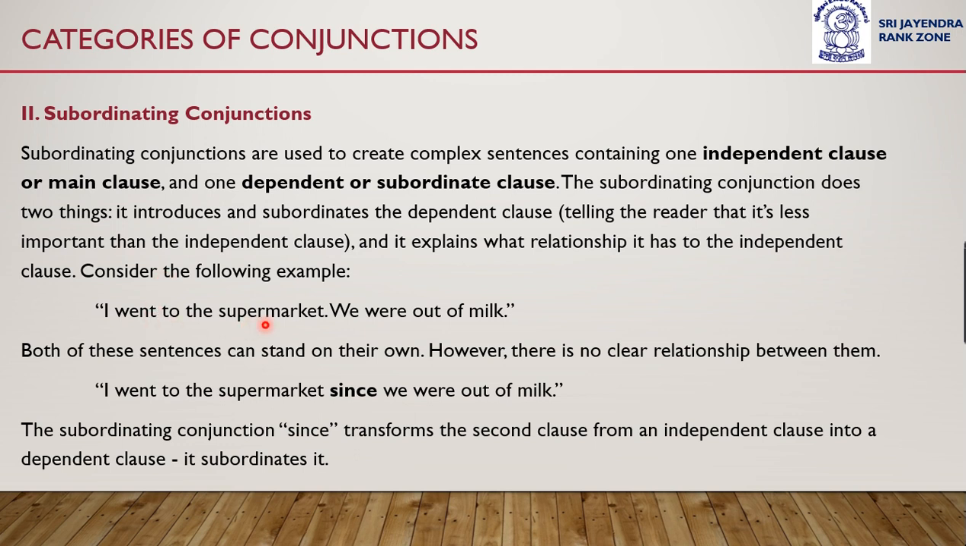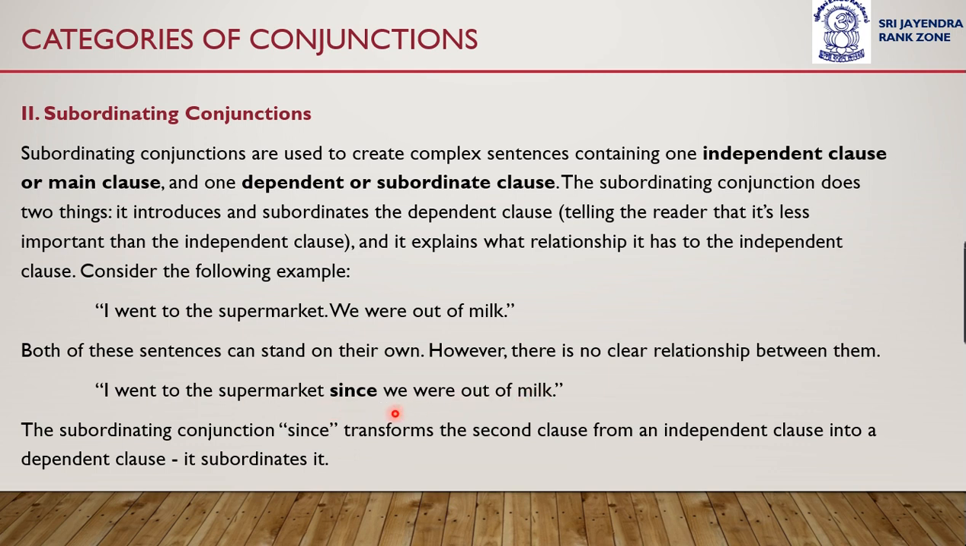I went to the supermarket. We were out of milk. So, both of these sentences can stand on their own. However, there is no relationship between these two phrases. So, what we want to do is establish a relationship between them and make the second clause dependent on the first independent clause. So, the sentence will become: I went to the supermarket since we were out of milk.